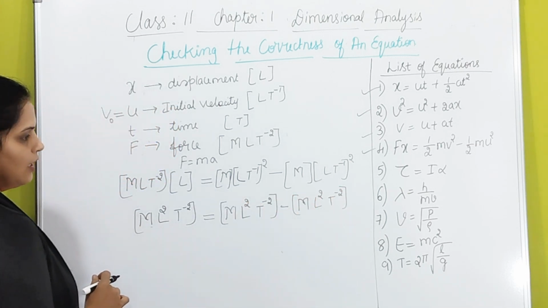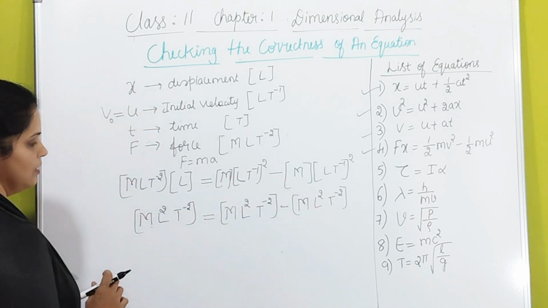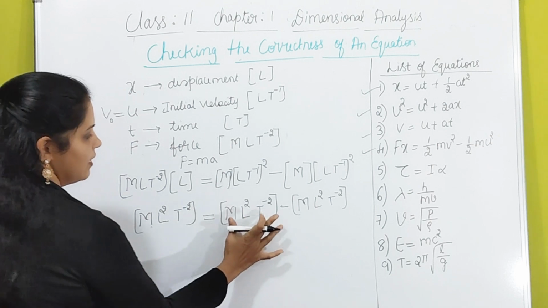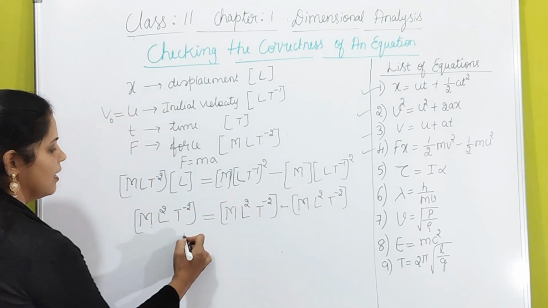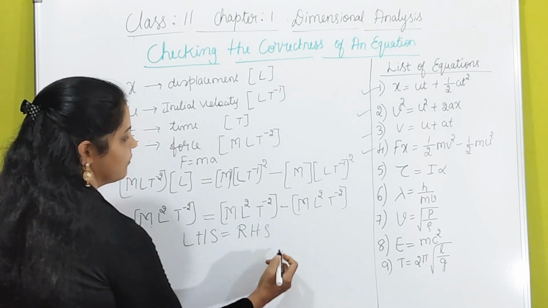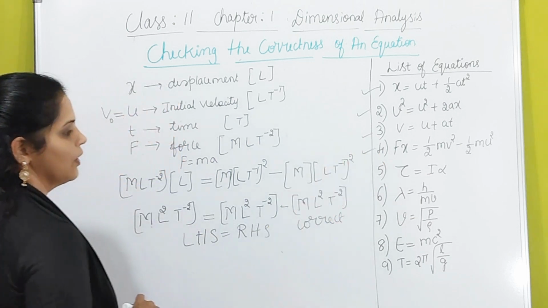After completing, check whether all the terms have the same dimension. Left hand side has M L square t minus 2. Even on the right hand side, both the terms have the same dimension. Therefore, LHS is equal to RHS and the given equation is dimensionally correct. Like this.